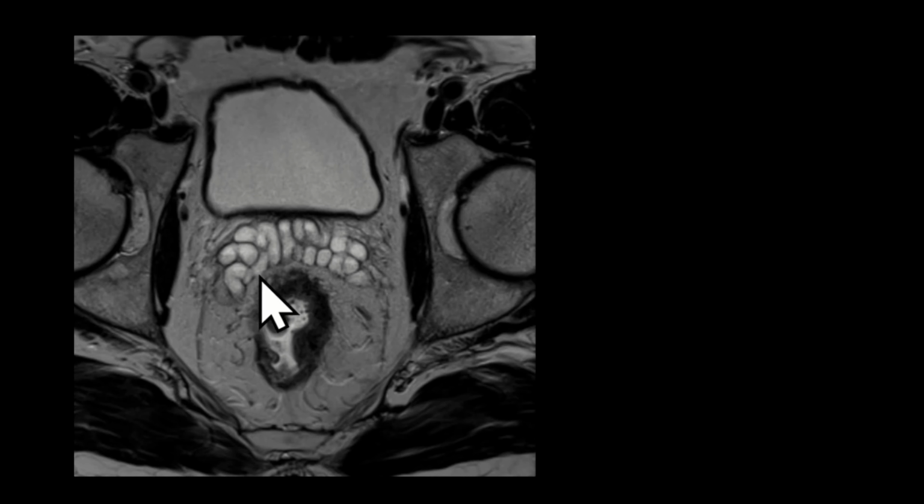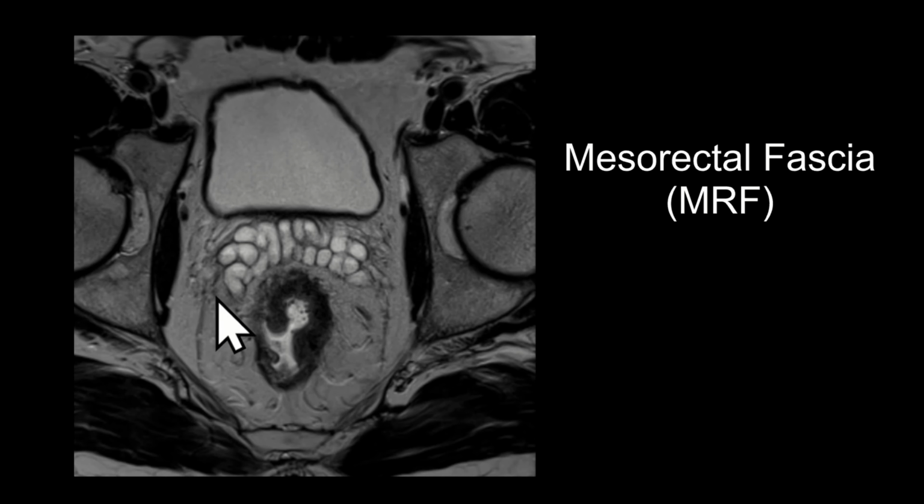Next, the mesorectal fascia, or MRF, is this thin T2 hypointense line peripherally here, and this surrounds the mesorectum. So we have rectum here centrally, mesorectal fat surrounding the rectum, and then the MRF, or mesorectal fascia, here peripherally, and that defines the mesorectum. So this is super important in rectal cancer.